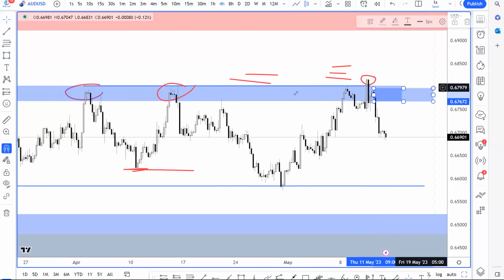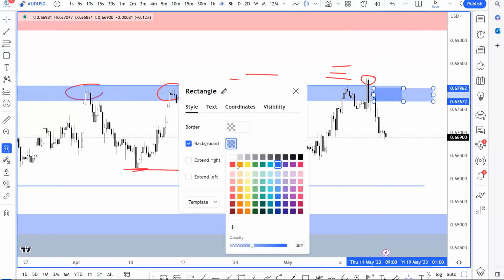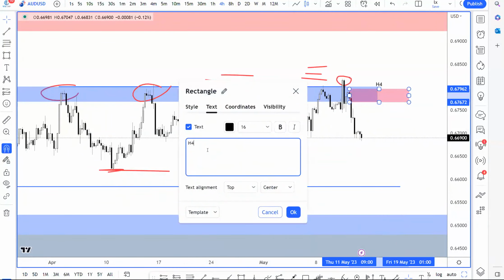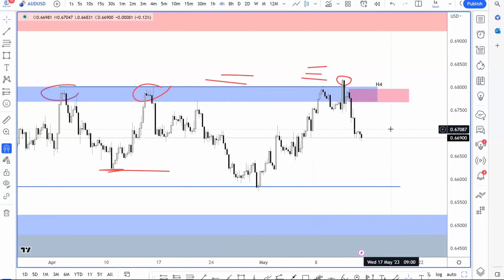Okay, so this is our supply. So once again, we want to highlight this area. I'll put this in a different color, right? Maybe instead of a different color, we want to label the time frame so that's easier for us to identify. So this is on the 4 hours. Okay, so this is the picture on the 4 hours.